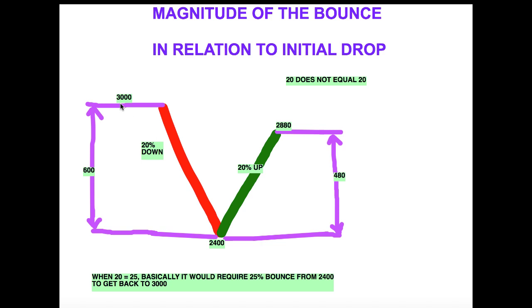So if we take a number of 3,000, and from the 3,000 level we drop 600, that represents a drop of 20% down to a level of 2,400. Now if the market goes up 20% from this point, you're not going to get all the way back to 3,000. You're only going to get to a level of 2,880, which represents an increase of 480 points from the bottom. So this is one of the instances where 20 does not equal 20.